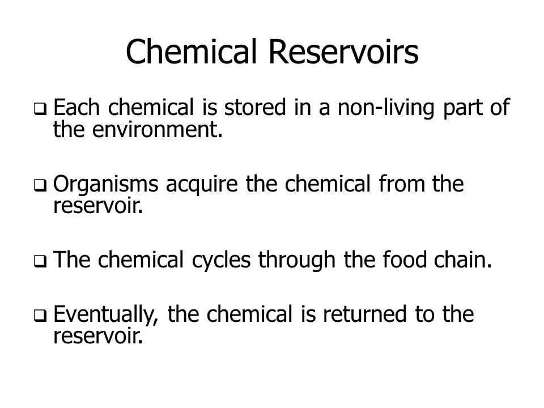Chemicals cycle through the living and non-living components of an ecosystem. Each chemical is stored in a non-living, abiotic part of the environment called a reservoir. Organisms acquire the chemical from the reservoir, and the chemical cycles through the food chain, and eventually it returns to the reservoir.